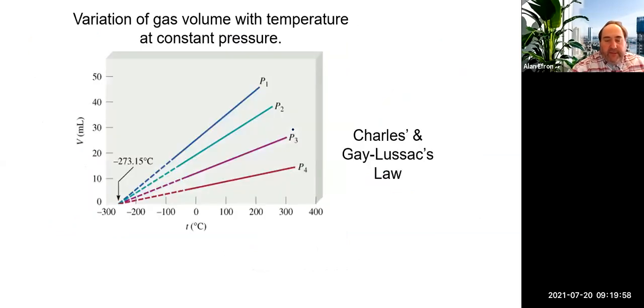An interesting relationship that we see when we plot Charles' law on a graph is that no matter what gas you take, so these are all different gases, if you plot volume versus temperature in degrees Celsius, and you extend their straight lines back to the temperature axis, every single gas hits the exact same place.